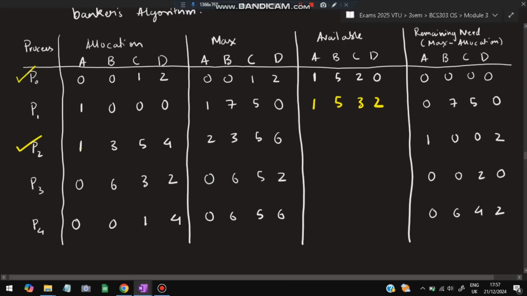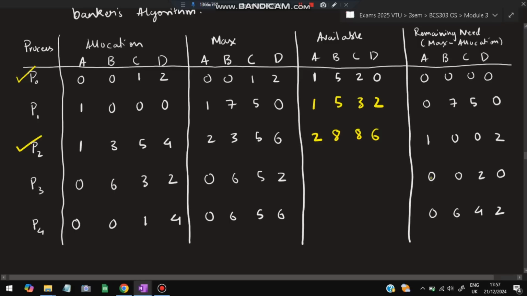So it releases this one. 1 is released from here, so this will become 1 plus 1, 2. 3 is released from here, so it will become 5 plus 3, 8. 5 is released from here, this will also become 8. 4 is released from here, it will become 4 plus 2, 6. Now I have this many available resources. Next, I'll move on to the next sequence.